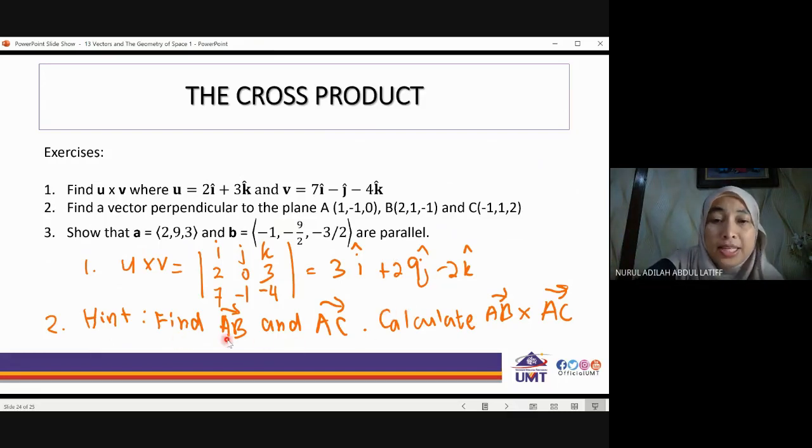Okay, for finding A and B, the hint is: find AB and find AC, then calculate AB cross AC. Okay, then you can find a vector perpendicular to the plane. Okay, do this, and see what the answer is. I will share with you the answer for number 2. Okay, so for the show-that question, you do it first, later I will share with you the answer.